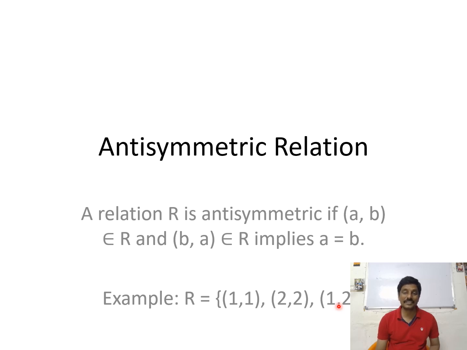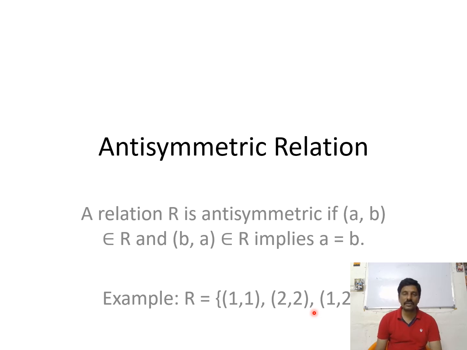It is said to be a symmetric relation. Okay, so 1 comma 1 is there, 2 comma 2 is there, 1 comma 2 is there. So it is not a symmetric relation. It is an anti-symmetric relation. If 1 comma 2 is there, 2 comma 1 is also there along with 1 comma 1, 2 comma 2, then it is a symmetric relation. It is not the anti-symmetric relation.